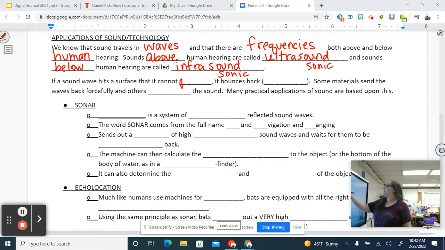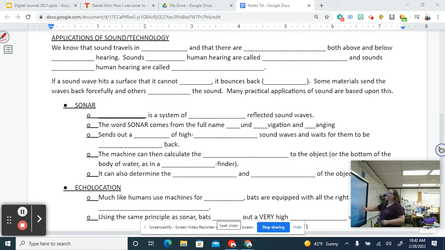If a sound wave hits an object it cannot pass, it bounces back or reflects. Some materials send the waves back forcefully, and others absorb the sound. Many practical applications of sound are based upon this. So there's a couple of different things that we use sound for that use this fact that some objects reflect the sound back quick, and some objects reflect the sound back slow, and some objects just absorb it all. Again, pause if you need to. But I'm clearing it and moving on.